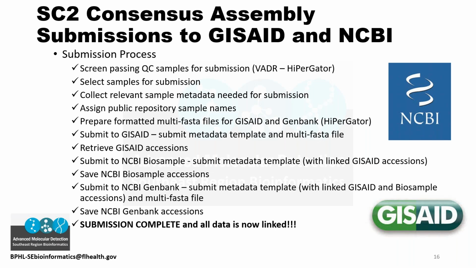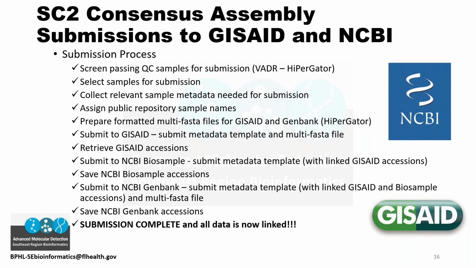We have a script for that, and batching your samples based on which ones pass QC and which ones pass the data review. You're going to select those samples for submission, and collect your relevant sample metadata needed to fill out all the different metadata templates. So in this case, there'll be 3. There's going to be one for GISAID, one for biosample, and one for GenBank. And they all overlap with most of that information.